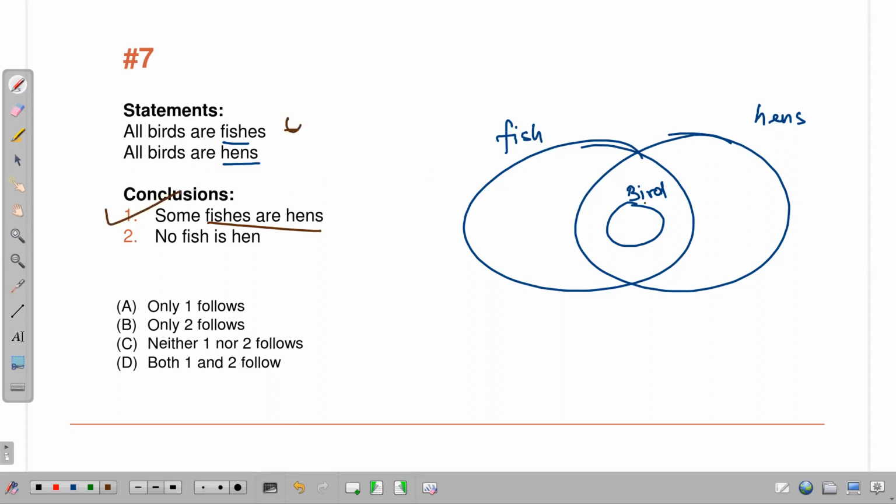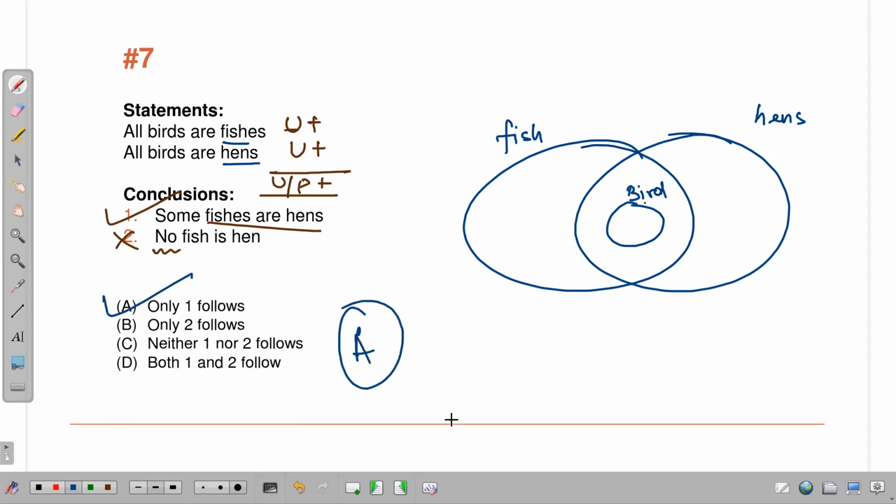And if you recall my universal rules, two universals can give us a universal and a particular, and two positives can give us a positive. So there is no scope of the negative, that no fish is a hen, because obviously a bird is a common element between the fish and the hen. So this is definitely wrong, and the first is true, and therefore the answer is going to be A.